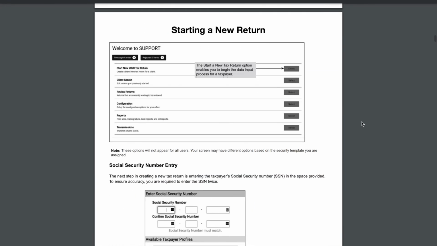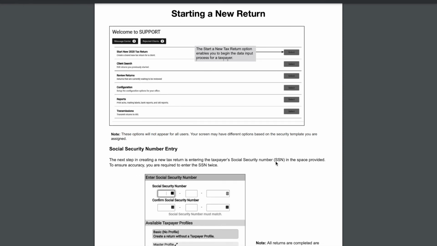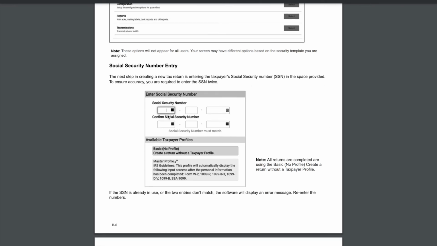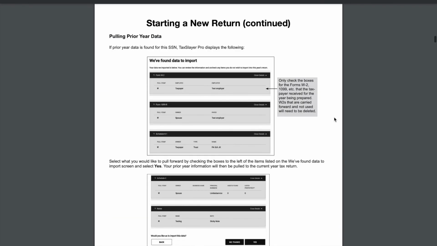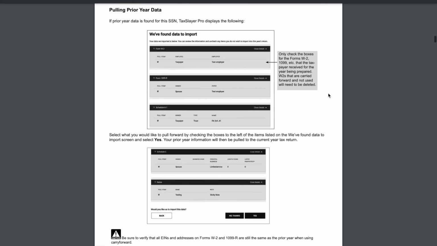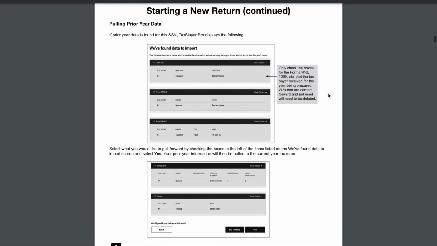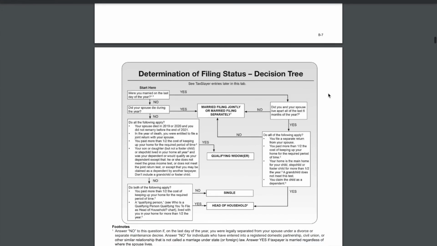And so here, this is something that's important to keep in mind when you're doing the returns. If you ever forget what you need to do, it tells you in Publication 4012 what you need to do here. So like here, it's talking about starting a new return. This is actually filling it out in TaxSlayer. Shows you how you're supposed to enter the social security number of the taxpayer. This talks about pulling prior year data if we have this information saved. I would say for most taxpayers, we will not, but we may occasionally. So I wouldn't worry too much about that.